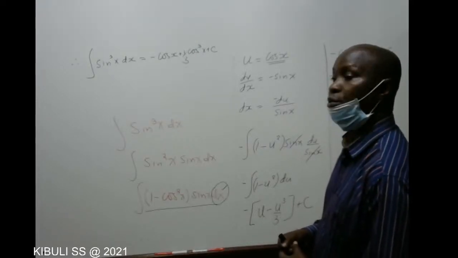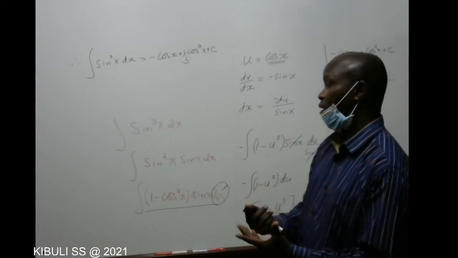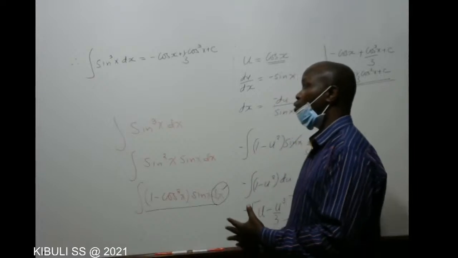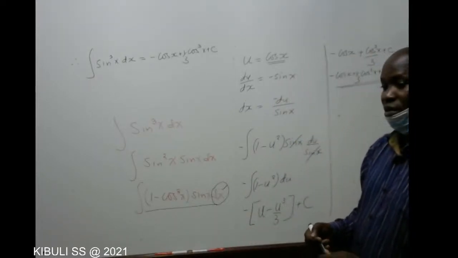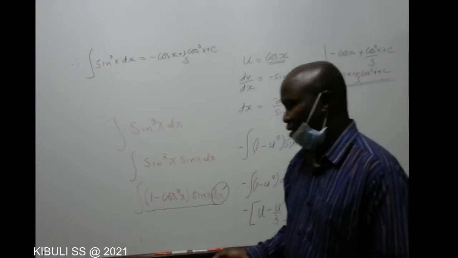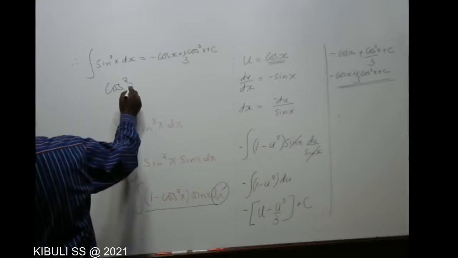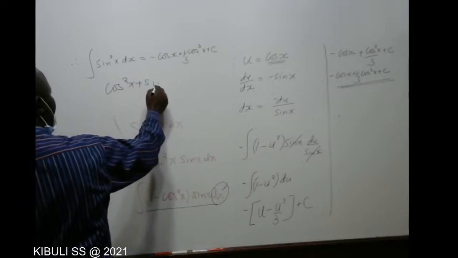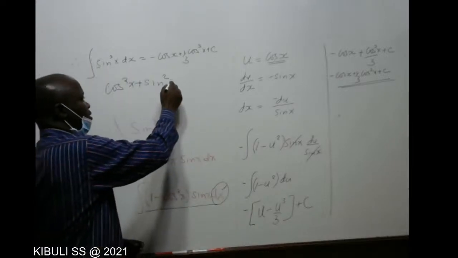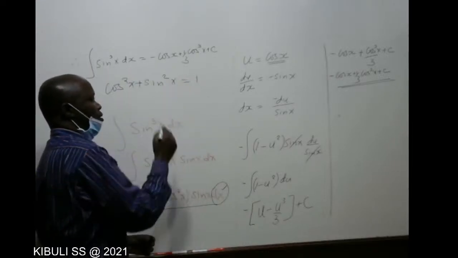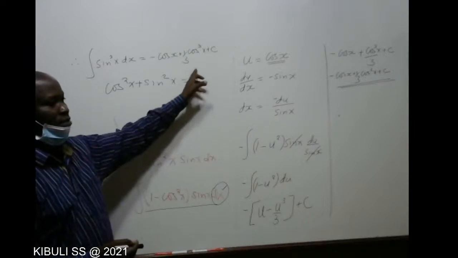What we do is we use a concept which is very clear, and that concept is what we call the Pythagoras theorem. And what is the Pythagoras theorem? It is simply the first identity in trigonometry, which is cos squared x plus sin squared x is equal to 1.